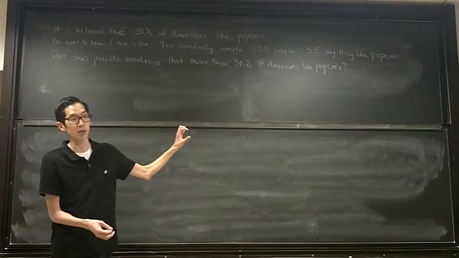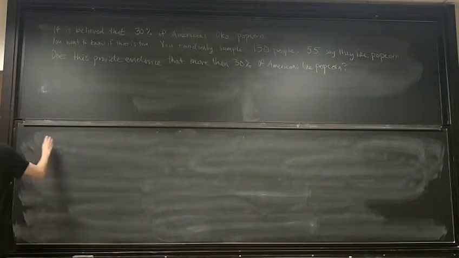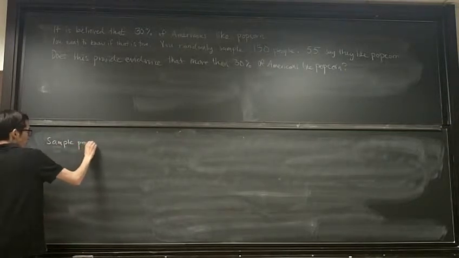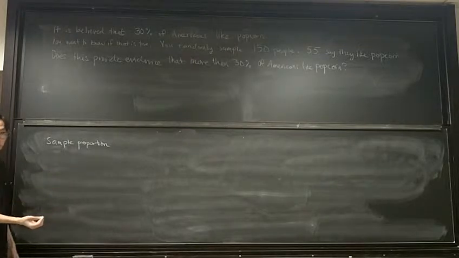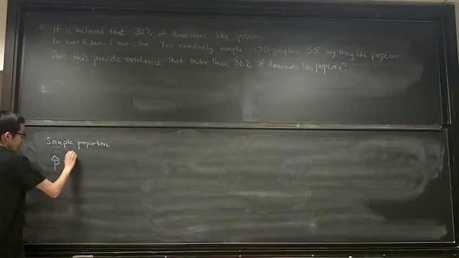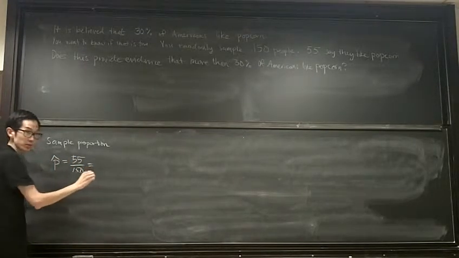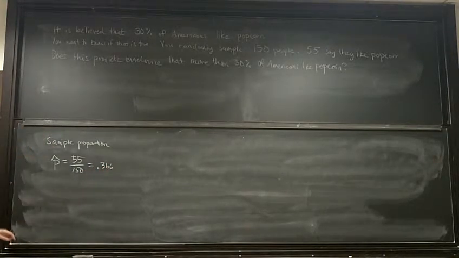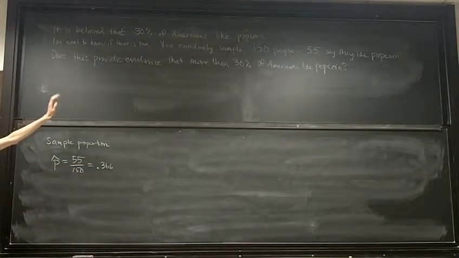So from our sample, what is the proportion that like popcorn? Okay, so our sample proportion. What's the symbol that we use for the sample proportion? P hat. Our sample proportion is going to be 55 divided by 150, and that's 0.366. So 0.366 is bigger than 30%, right?